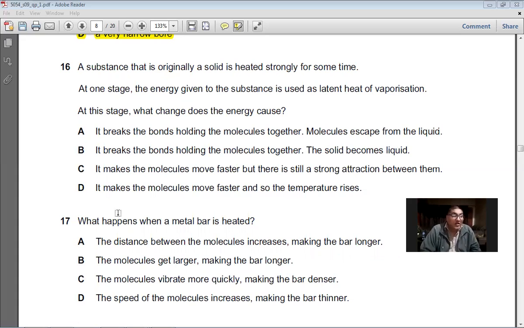It breaks the bond holding the molecules together. Molecules escape from the liquid. Yeah, it breaks the bonds holding the molecules together. The solid becomes liquid, and it makes the molecules move faster, but there is still a strong attraction between them. And it makes the molecules move faster, and so the temperature rises.